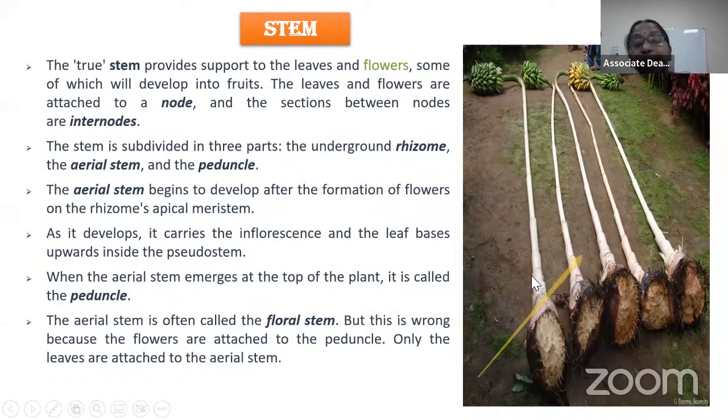And the stem is subdivided into 3 parts majorly. Here you can see this black portion is known as the underground rhizome part, and this white portion is the aerial stem, and this is the peduncle, the stalk, the fruit stalk bearing the fruits.